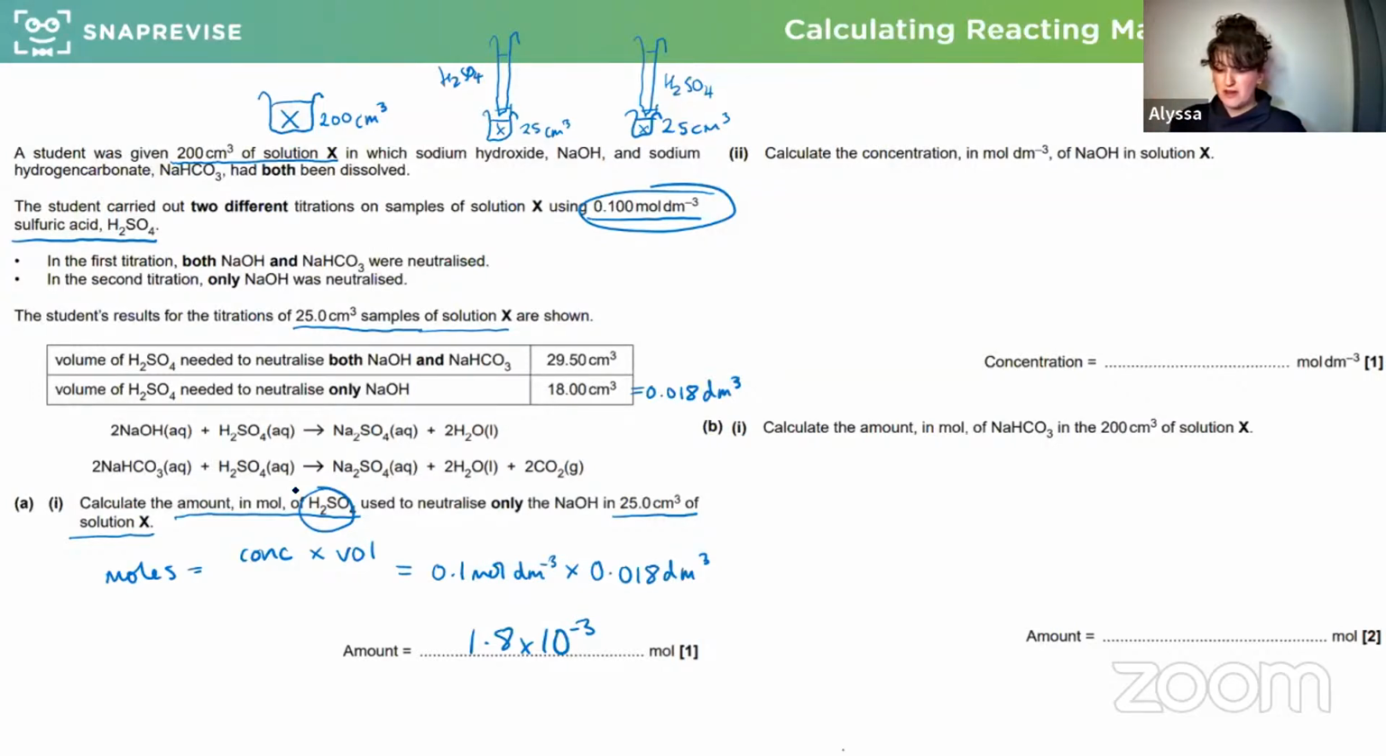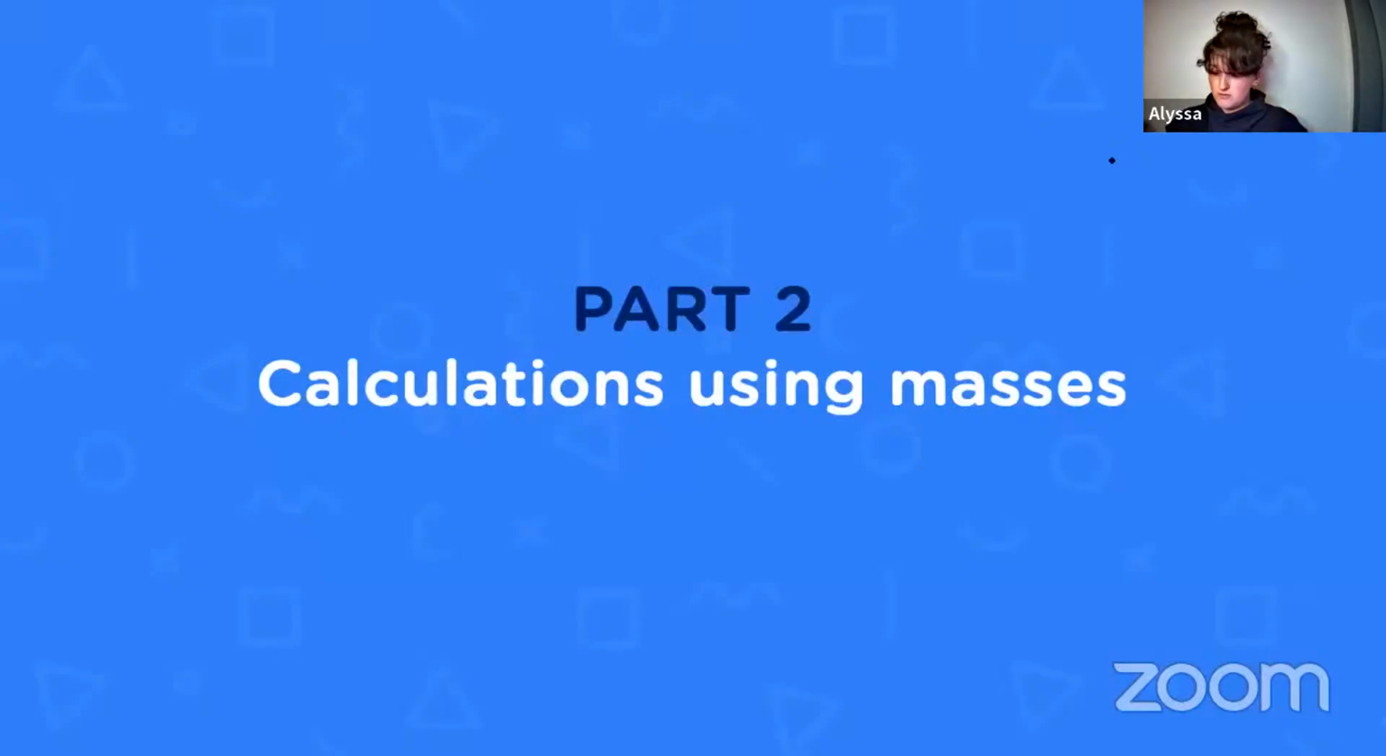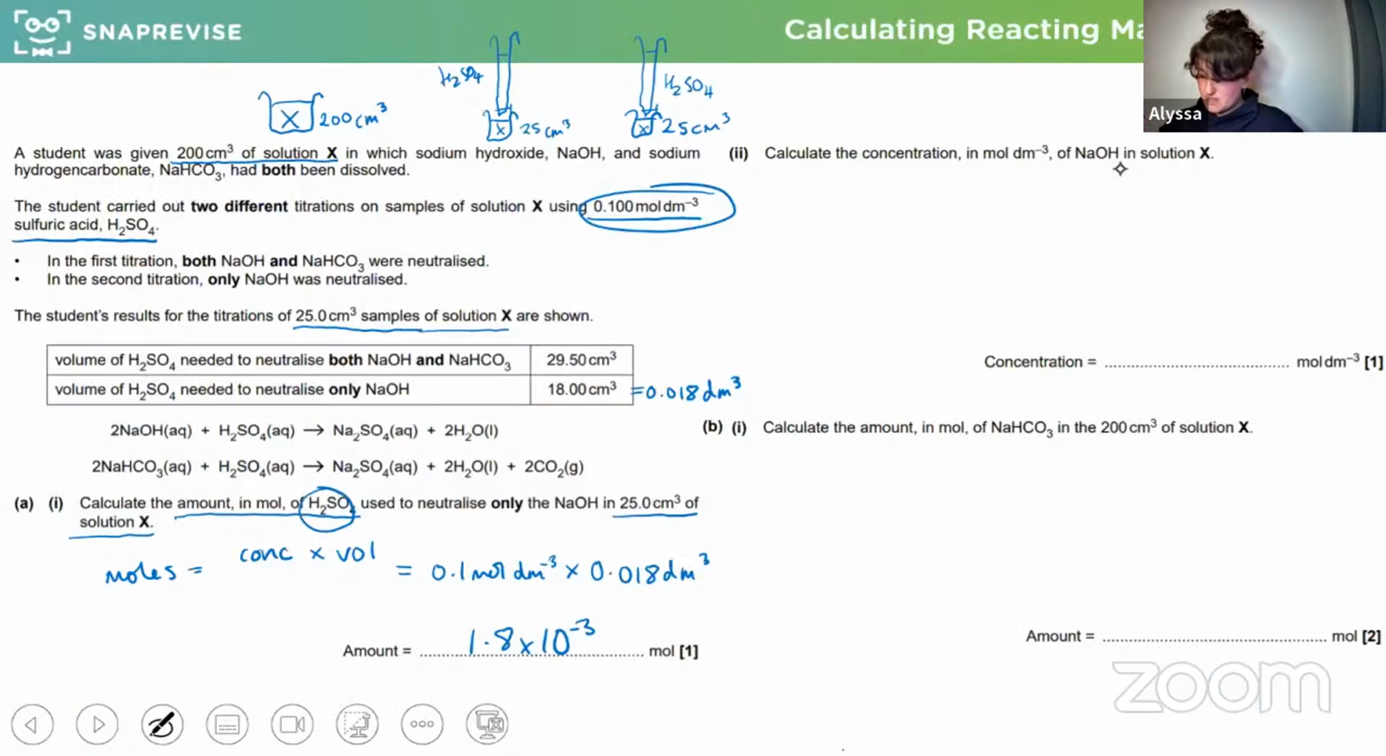In part 2, if we have a look at part 2 now, I've got bits all over my screen that need to move out of the way. It says, calculate the concentration in moles per decimeter cubed of sodium hydroxide in solution X. So now I'm thinking about sodium hydroxide in solution X.